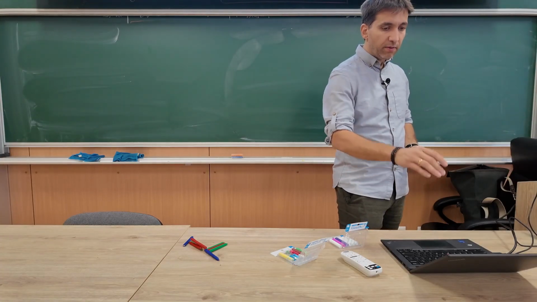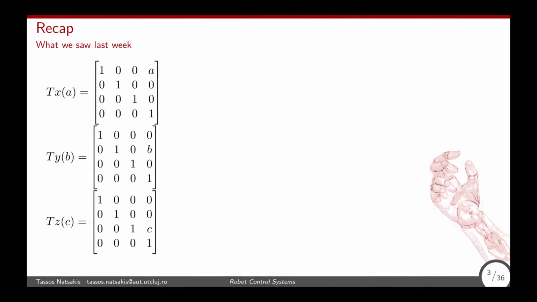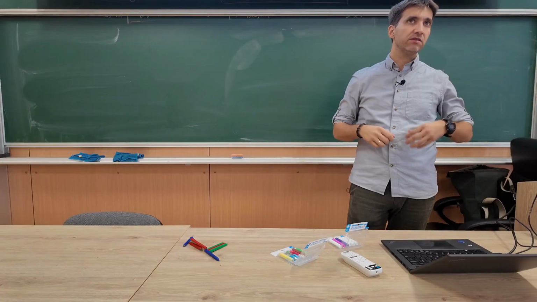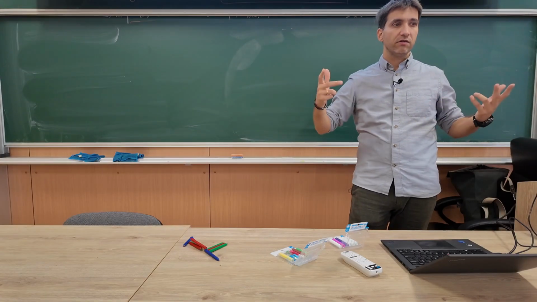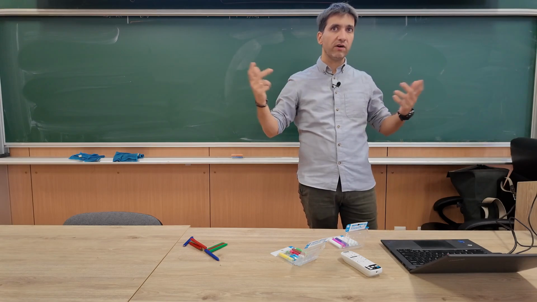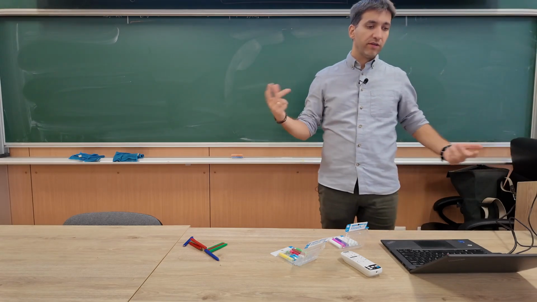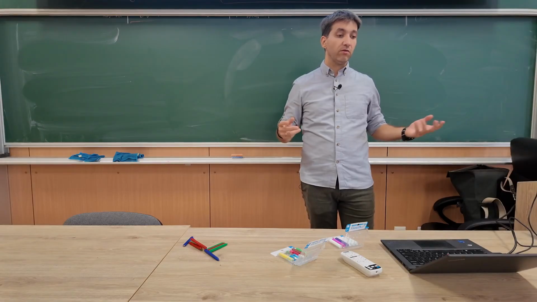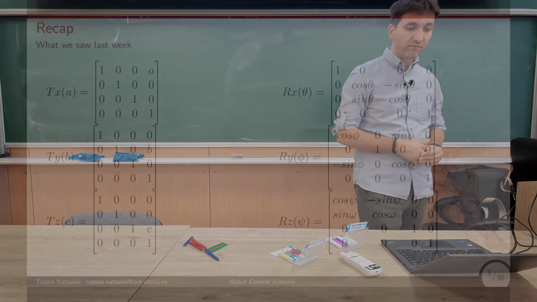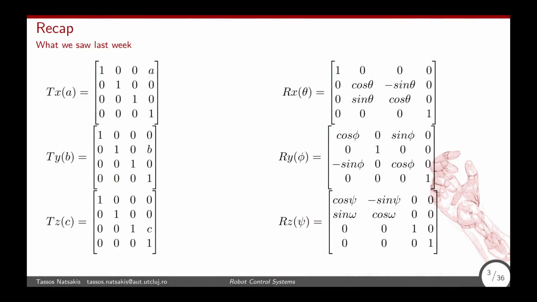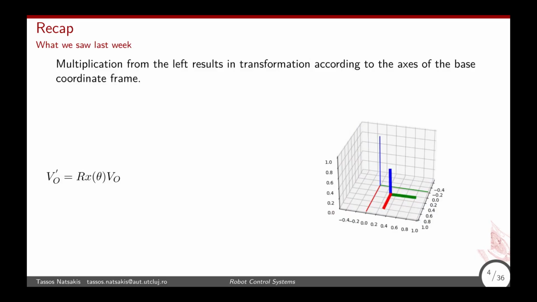Very quick recap of what we saw last week. The final form of the transformation matrices, what we call the homogeneous transformation matrices, 4x4 matrices which can describe translations of two frames relative to each other, or rotations of two frames relative to each other, or any combination of the two. Right? We saw that in order to combine subsequent transformations, we do matrix multiplication between this kind of matrices.